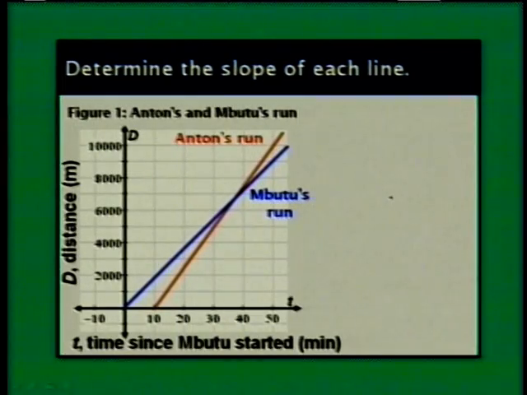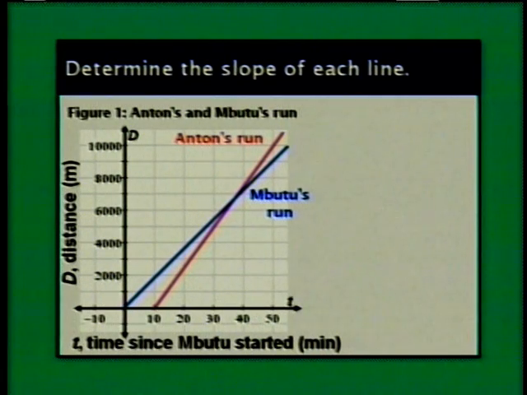So here's the figure. We can see on the horizontal axis that we're measuring time since Mobutu started to run. Mobutu's run is given to us with this blue line. Anton's run is given to us with this more reddish brown line. The vertical axis shows the distance they've run in meters. Now we can see that Anton started a little bit late because the point (10, 0) is on the graph. So 10 minutes after Mobutu started, Anton's distance was 0. That's when he got to the track.